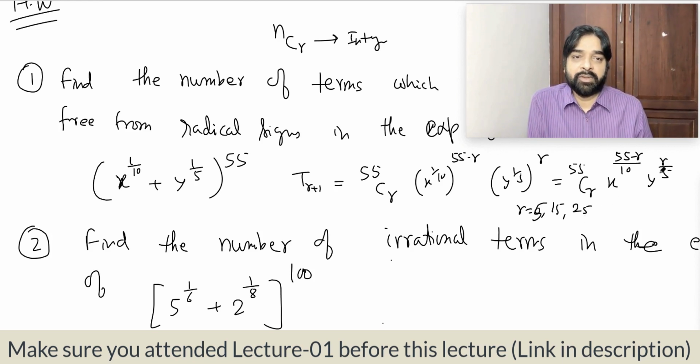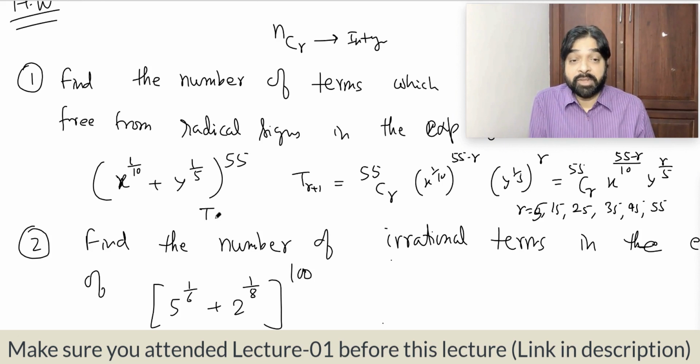25, yes. 55 minus 25 will become 20, an integer. r equal to 30, no. 35, yes. 40, no. 45, yes. 50, no. 55, yes. r can go up to 55; more than this I cannot go. These are all the possibilities. So how many terms will be there? 1, 2, 3, 4, 5, 6. Six terms will be there.